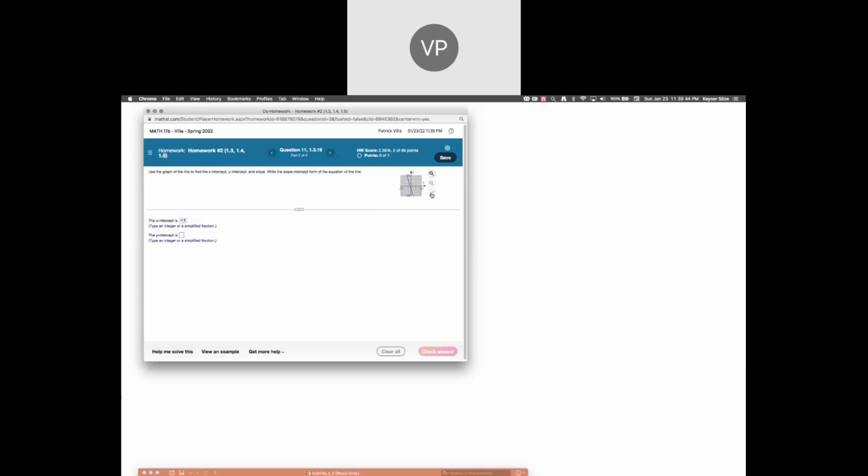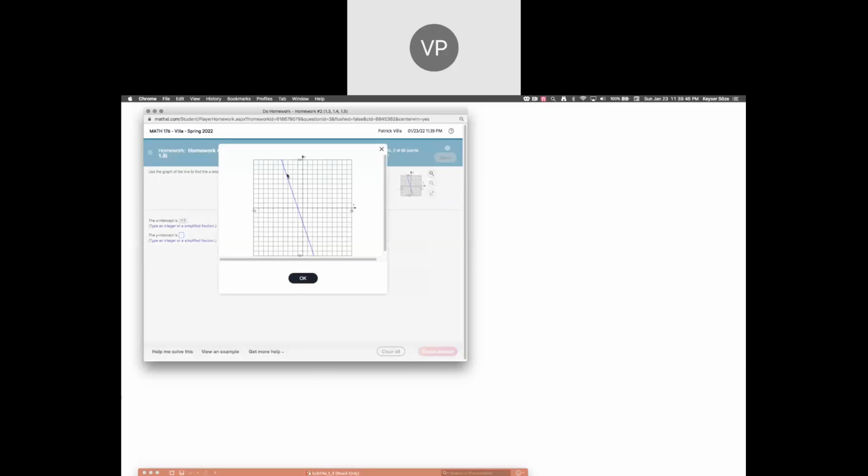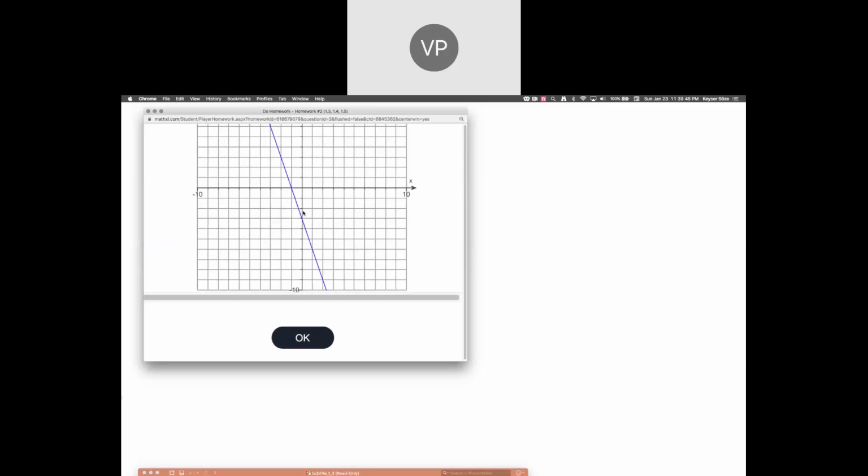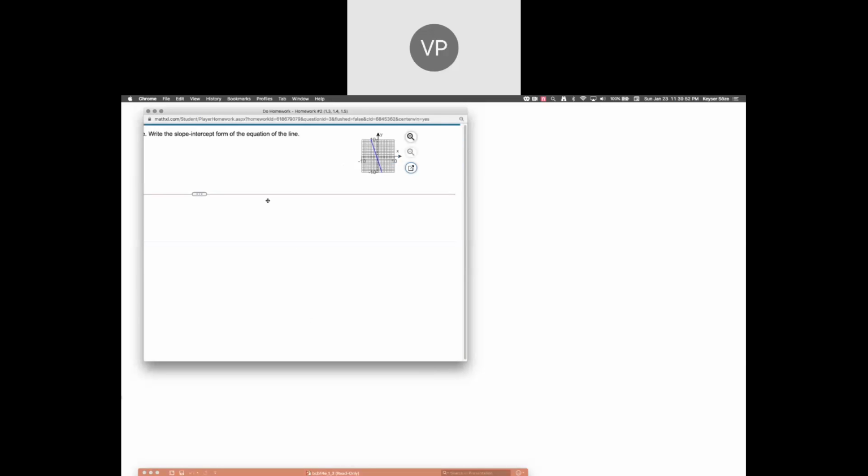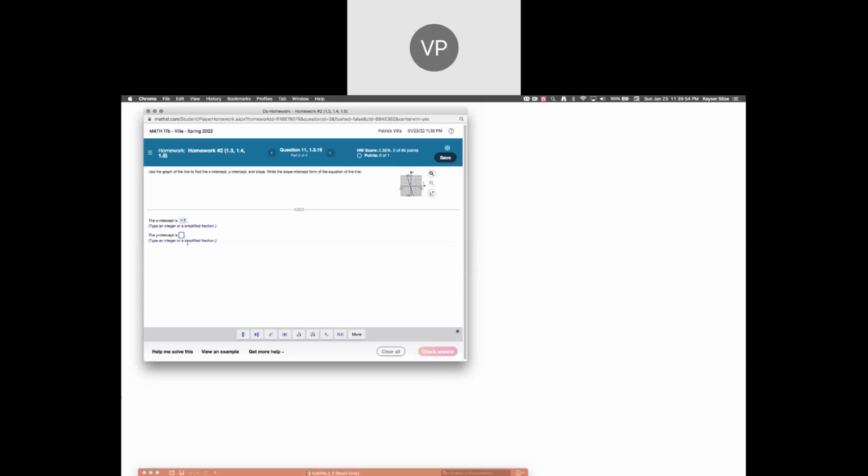Okay, the y-intercept. And again, don't be afraid to zoom in here. It looks like it hits the y-axis at negative 3, down 3 spots. So type in a negative 3. And last, write the slope-intercept form of the equation of the line.